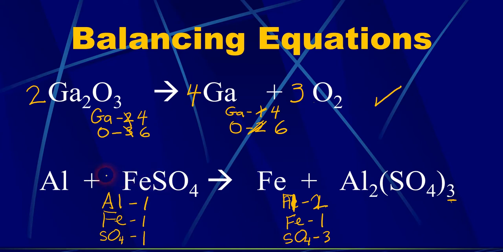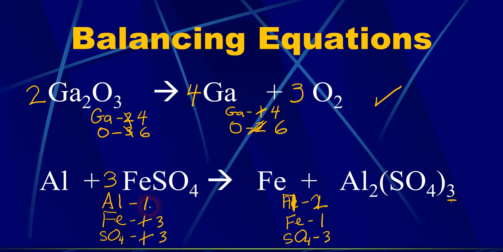So I'm going to multiply this FeSO4 by 3. Now, the only way to balance an equation is by putting coefficients out in front. You can never change the subscripts or do anything like that. You can only put coefficients in front. So that's going to multiply the SO4 by 3. It's also going to multiply the iron by 3 as well. So we have that now.